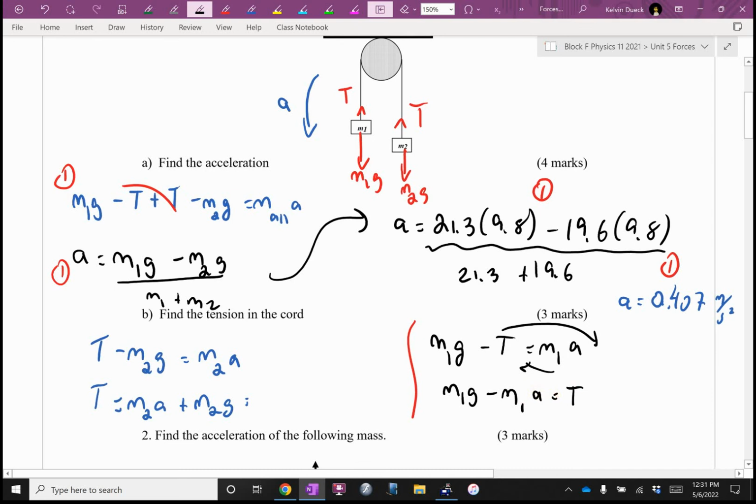I'm going from memory. It works out to almost exactly 200 newtons, doesn't it? It's like 200.01 or something like that. So whichever way you did it, I would give you 3 marks: 1 mark, 1 mark, answer, 1 mark.